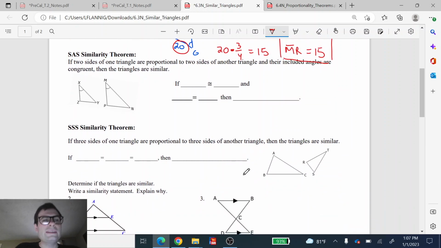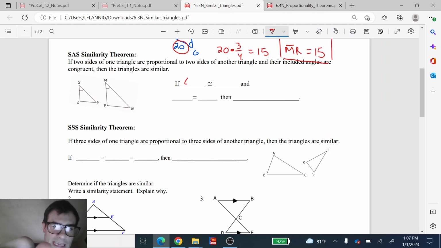All right, now we're on the side angle side similarity theorem. This is the idea that if you have a side that is similar, and then an angle that's congruent, and then a side that's similar, you have the triangles being similar. So if two sides of one triangle are proportional to two sides of another triangle, and their included angles are congruent, then the triangles are similar.